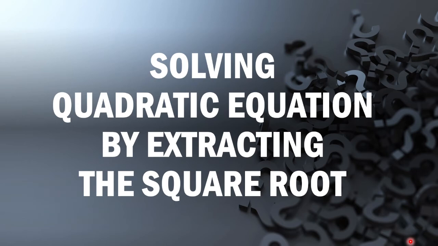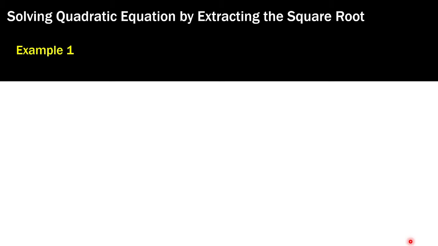This video shows examples of solving quadratic equations by extracting the square root. For example 1, let's say the given is m squared is equal to 81. To solve this by extracting the square root, we need to get the square root of both sides of the equation.